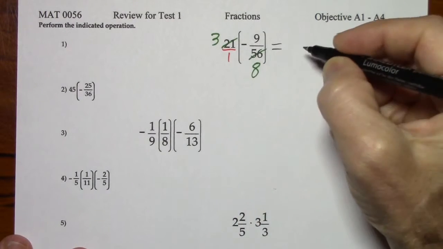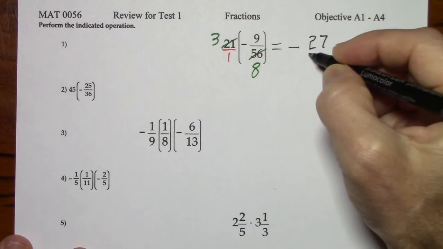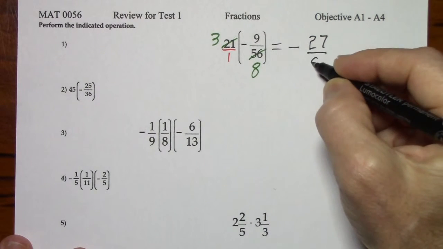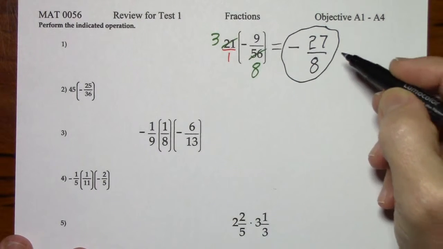Positive times a negative is going to be a negative. 3 times 9 and 1 times 8. This is reduced, and I don't need to write it as a mixed number.